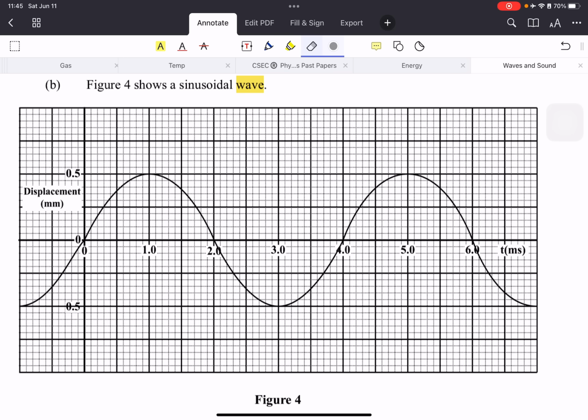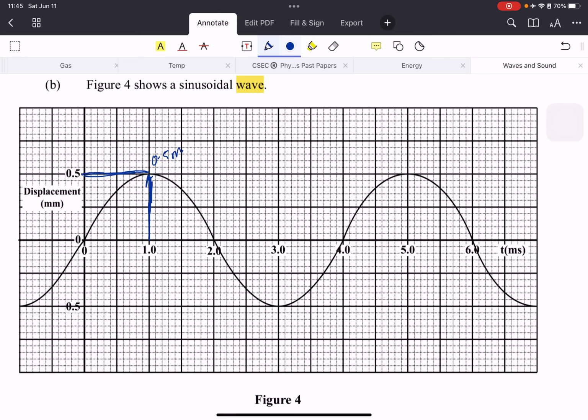Some important definitions we need to know about a wave like this: the maximum height of the wave here is the amplitude of the wave, right? So the amplitude of this wave is 0.5 millimeters. You can read it off right here, right?